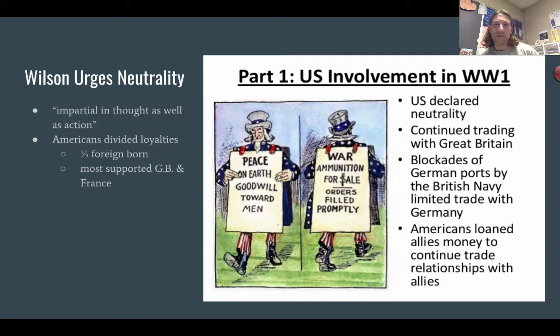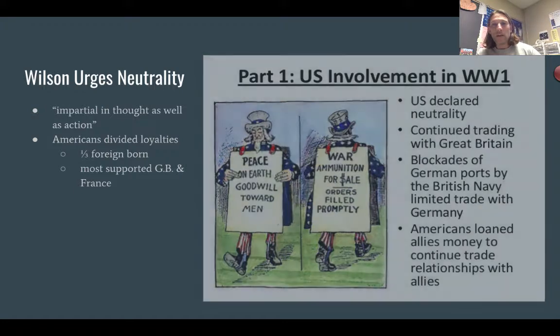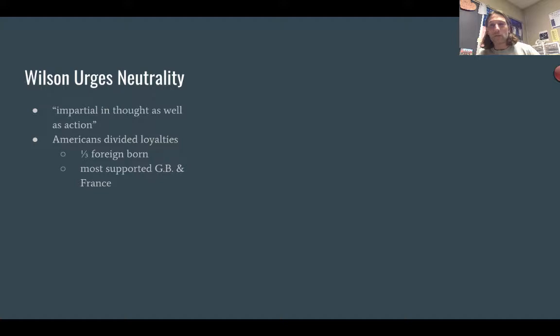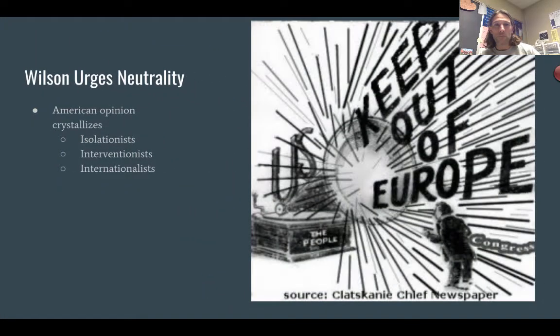And when you look at the fact that a third of all Americans are foreign born, they tend to be rooting for the country that they came from. When you look at most Americans, they tend to support Great Britain and France. And so we are not going to be impartial. We're going to lean towards helping Great Britain and France more so than Germany, and that's going to move us in the direction of becoming involved in this war.